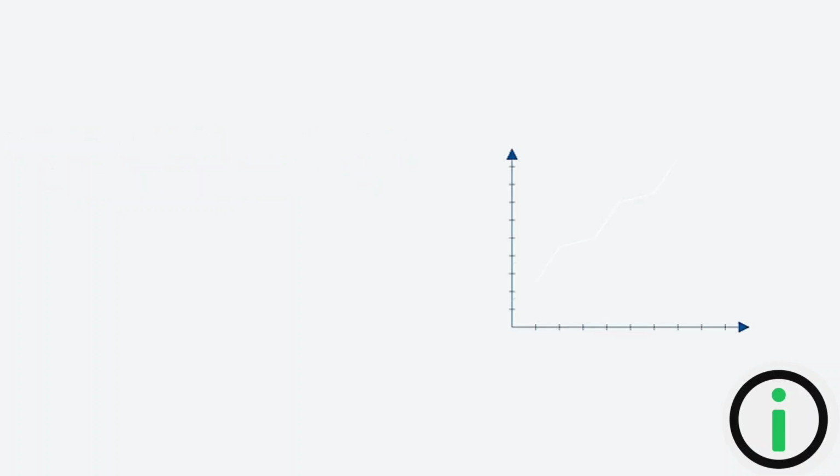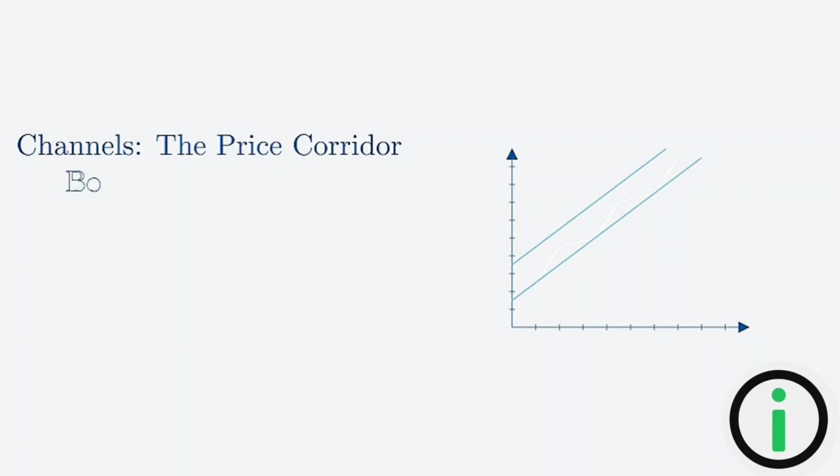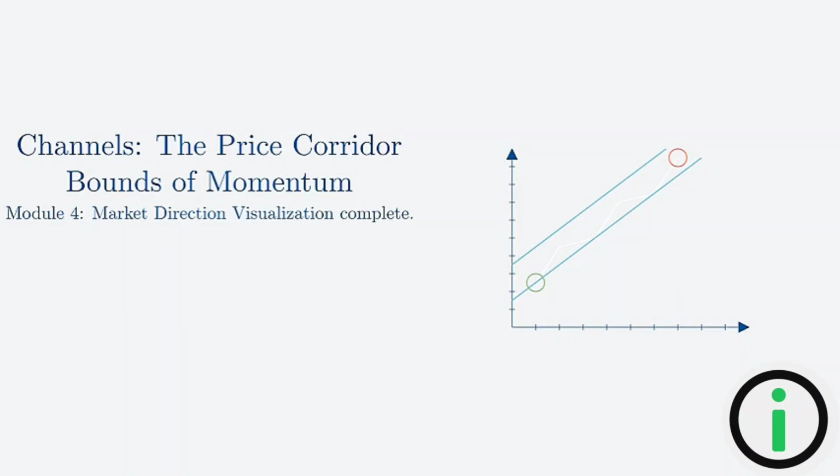When we have a trend line and a parallel line on the opposite side, we create a channel. Channels show us the bounds of the market's current momentum. If price is hugging the top of an ascending channel, it might be overextended. If it touches the bottom, it might be a buying opportunity. You can now construct trend lines and channels to visualize market direction.